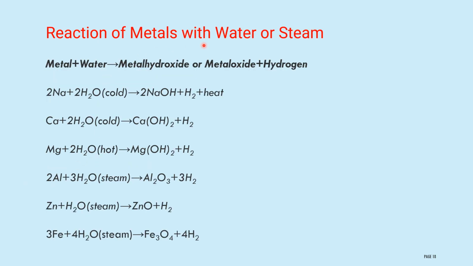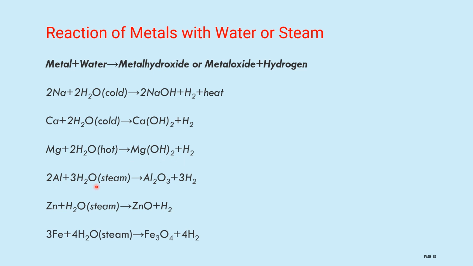Reaction of metals with water or steam. Some metals react with water, some metals react with steam. Metal plus water, you will get metal hydroxide or metal oxide with the liberation of hydrogen gas. Sodium reacts with water in cold condition, you will get sodium hydroxide plus H2 plus heat, which will be liberated in this reaction. Calcium reacts with water in cold condition, then you will get calcium hydroxide plus H2. Magnesium reacts with hot water, then you will get magnesium hydroxide plus H2.